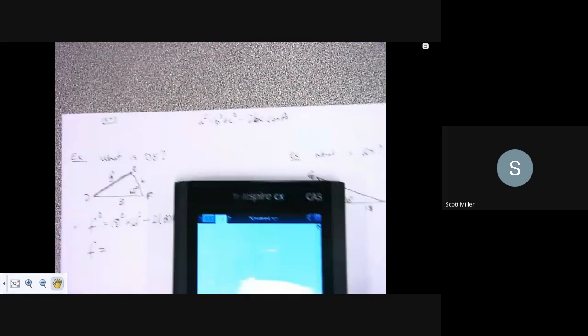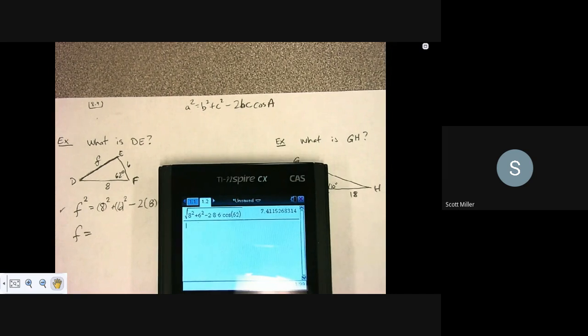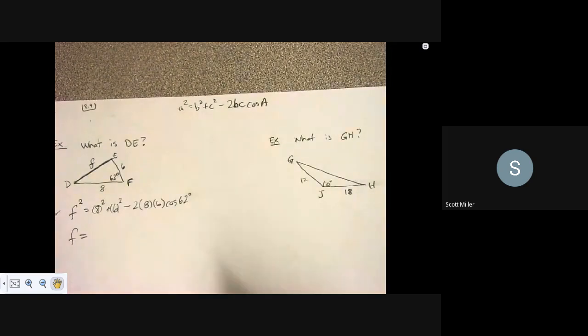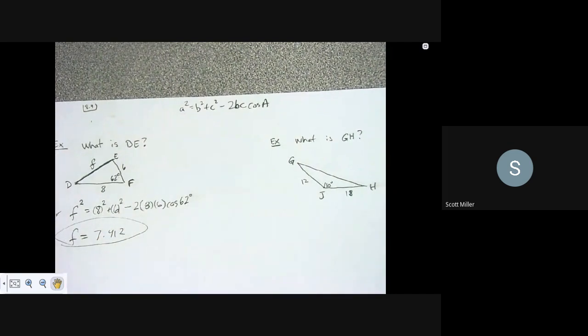So don't forget to do the square root. So as you type it in, the square root of 8 squared plus 6 squared minus 2 times 8 times 6 times the cosine of 62 degrees. So once I have that, make sure it's all under the radical, which this is. Control Enter, and there's our response right there. You should round your answers to 3 decimal places unless they say otherwise. So we have over here a length of 7.412. And that's all you really need to do there.